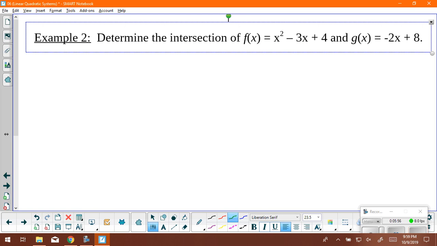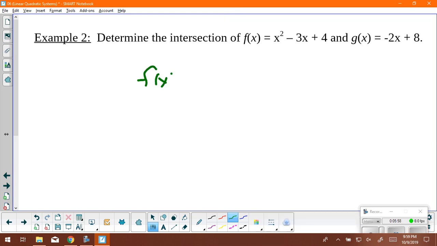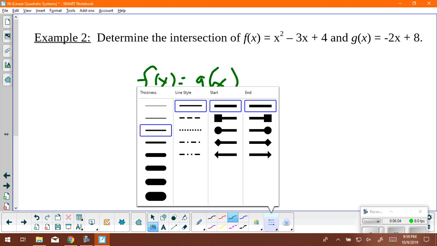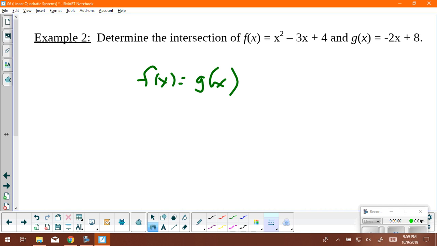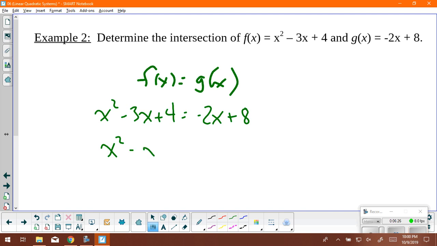So again, these are equal to each other: f of x equals g of x. So x squared minus 3x plus 4 equals minus 2x plus 8. Bring things over. I'm going to speed this up a little bit and combine like terms as I go. So I'm going to have x squared, and when I bring over the negative 2x, I'm adding it in, so that's minus x. And then I have minus 4 equals 0.